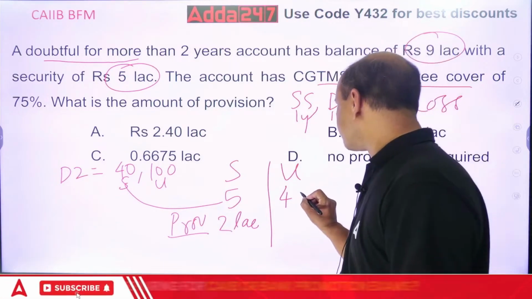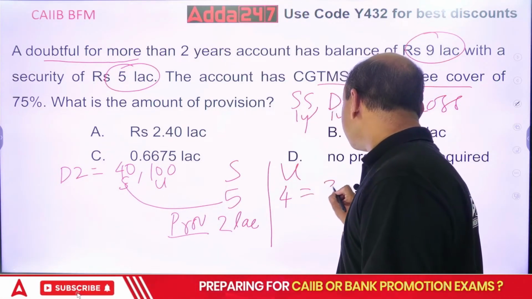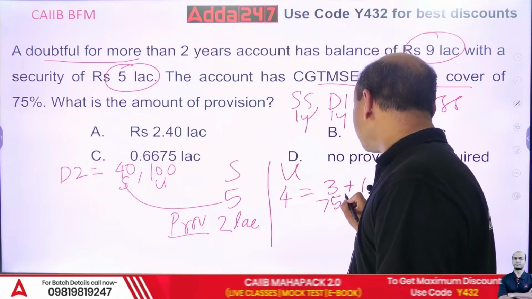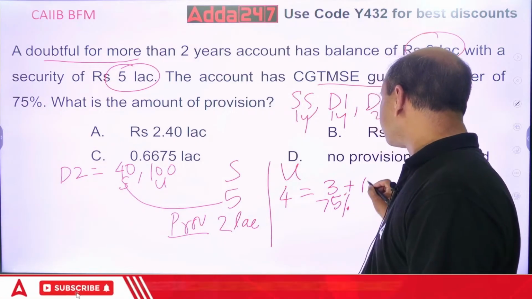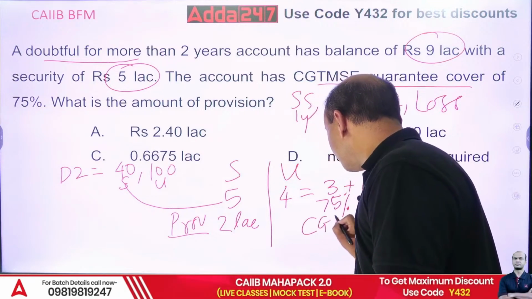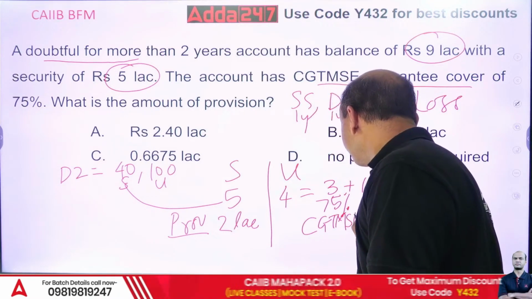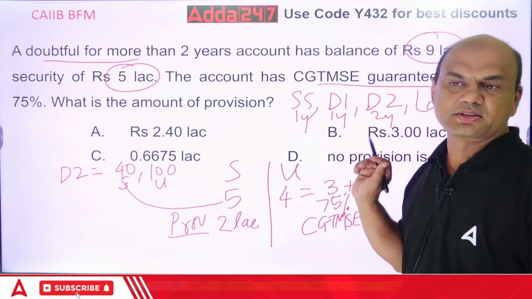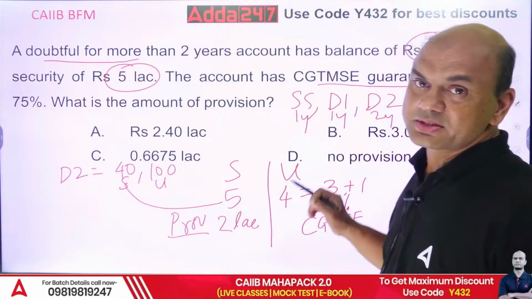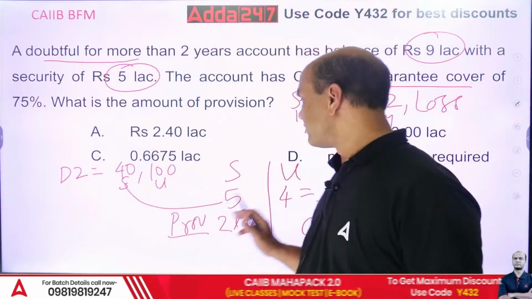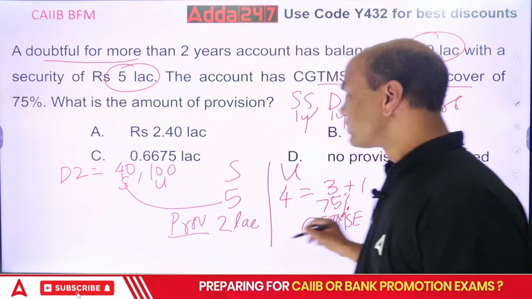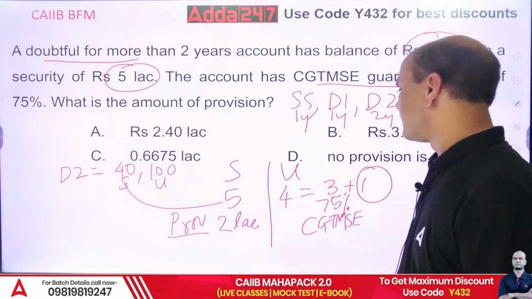So 4 lakhs equals 3 lakhs plus 1 lakh, because 75% of 4 lakhs is 3 lakhs and the remaining is 1 lakh. The 3 lakhs is already insured under CGTMSE, so no provision is required for this. What about this 1 lakh? This 1 lakh is totally unsecured, so you will require 100% provision. Here I will make a provision of the complete 1 lakh.